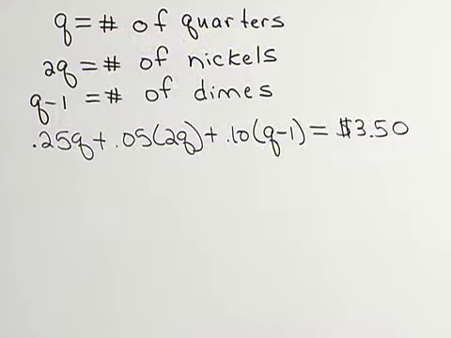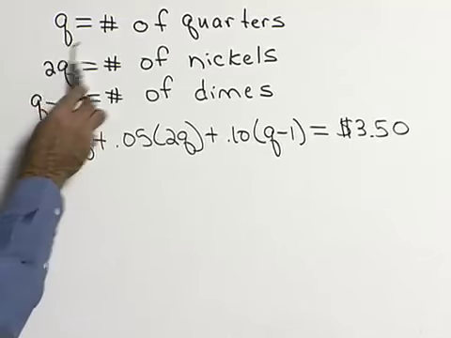So let's let Q equal the number of quarters. She has twice as many nickels as quarters, so 2Q will equal the number of nickels. And she has one less dime than she has quarters, so Q minus 1 will equal the number of dimes. So we have Q number of quarters.